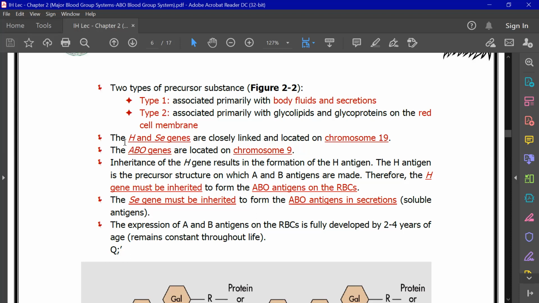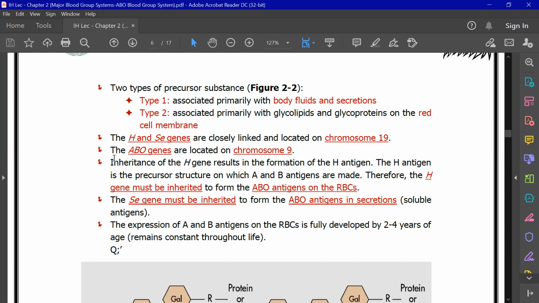And then we also have here the H and the SE genes. The H or HH and the SE genes are closely linked and they are located on your chromosome 19. While your ABO genes class, they are located on your chromosome 9. ABO genes, they are located on your chromosome 9, while your H and the SE genes are located on chromosome 19.